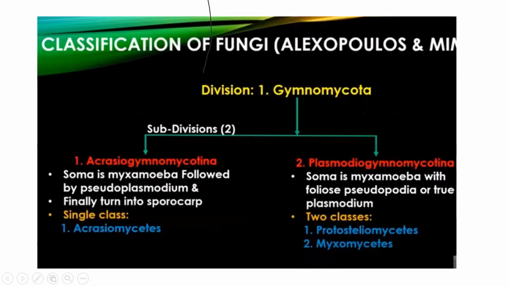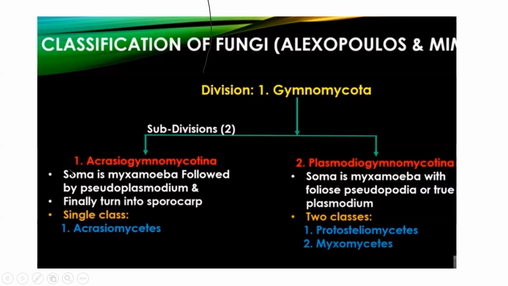So Gymnomycota, the first division, has two subdivisions, Acrasiogymnomycotina and Plasmodiogymnomycotina, wherein this division comprises the slime molds, the fungi which do not have a cell wall. So in this case, you have two subdivisions. First, Acrasiogymnomycotina. Soma means the somatic body.